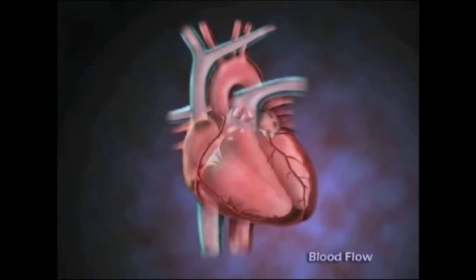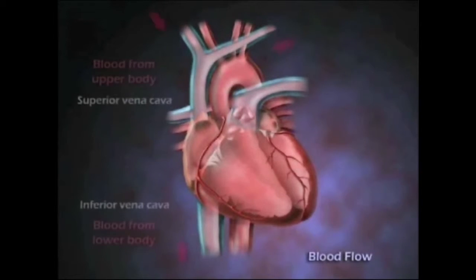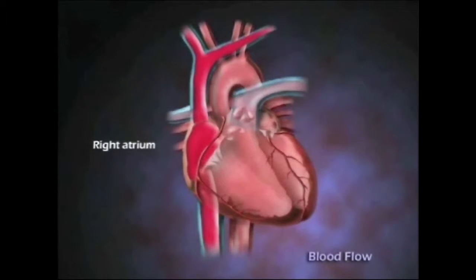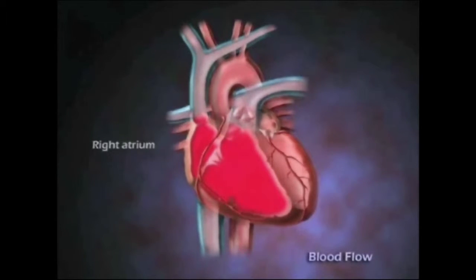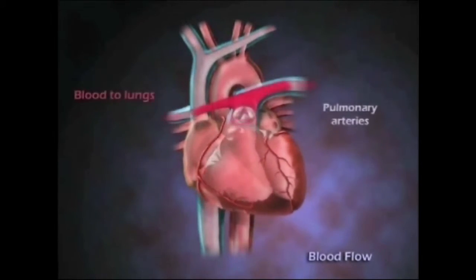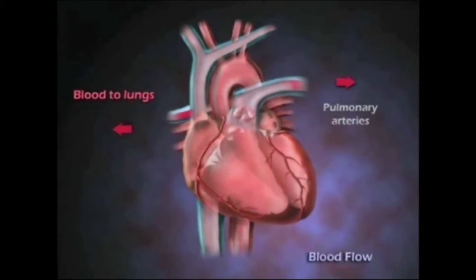Normal blood flow through the heart is a continuous circuit. Oxygen-poor blood returns to the heart from the upper body through the superior vena cava and from the lower body through the inferior vena cava into the right atrium. During diastole, or the relaxation phase of the cardiac cycle, blood passes through the tricuspid valve into the right ventricle. Then during systole, or the active contraction phase of the cardiac cycle, the tricuspid valve closes and the pulmonic valve opens, ejecting blood into the pulmonary arteries.